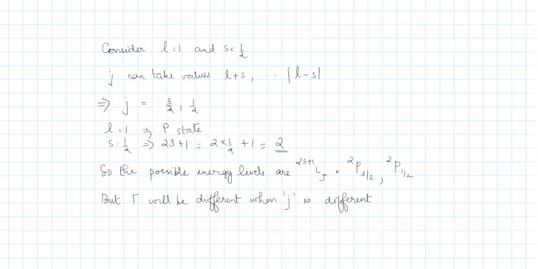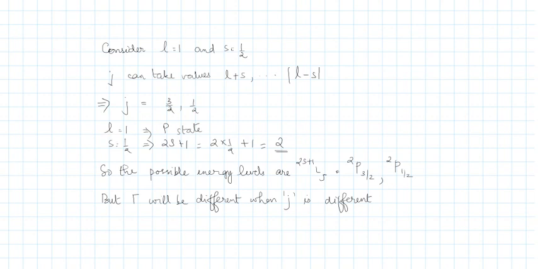Now, if we consider the case when L equal to 1 and S equal to half, J can take values from L plus half to mod L minus half. What is L plus half? L plus half is 1 plus half, which is 3 by 2. And L minus S would be 1 minus half, which is half. And mind you, all these values from L plus half to mod L minus half should differ by unity. So here, after 3 by 2, the value that differs by unity is half. So J can take only two values, 3 by 2 and 1 by 2.